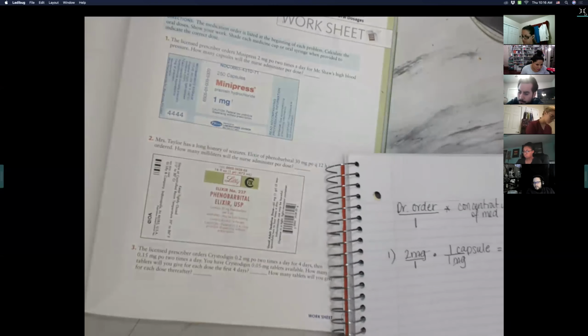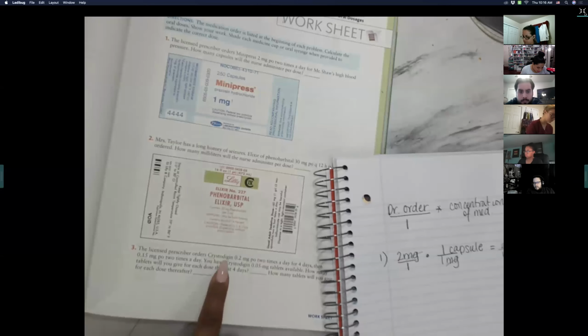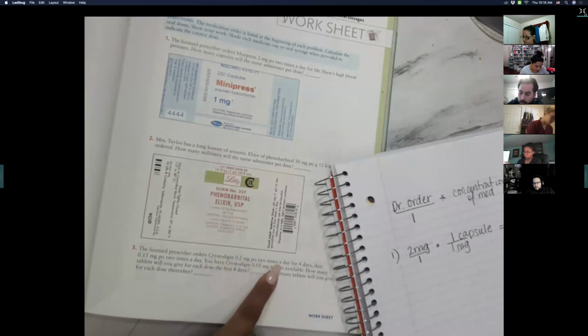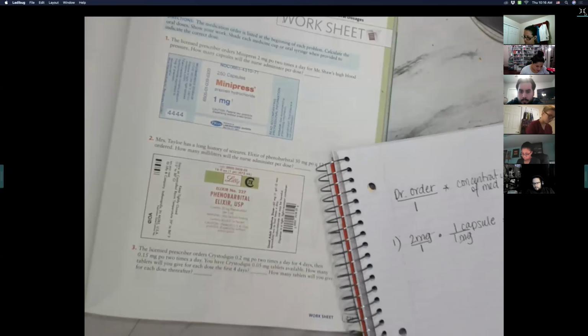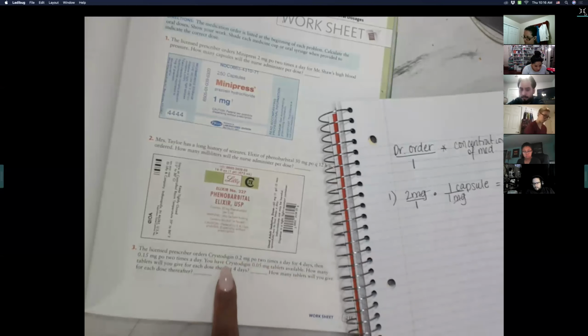So let's do the next one. The licensed prescriber orders Crystodigen 0.2 milligrams PO 2 times a day for 4 days, then 0.15 milligrams PO 2 times a day. You have Crystodigen 0.05 milligram tablets available. How many tablets will you give for each dose during the first 4 days? Okay, so it's the same setup. Oh, that was number 3. I just wrote down number 3. So, okay, we'll do number 3.